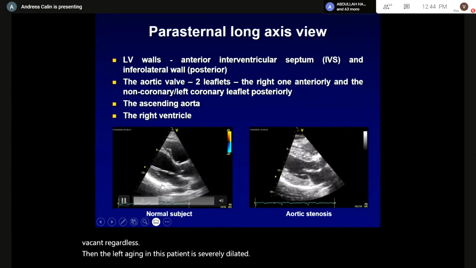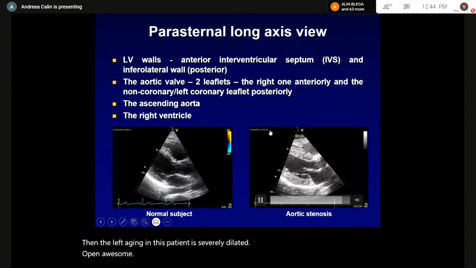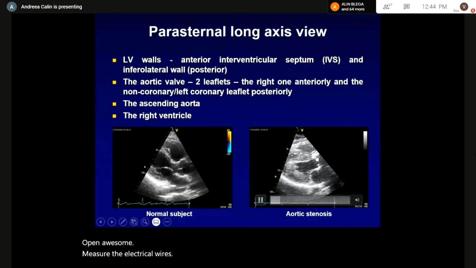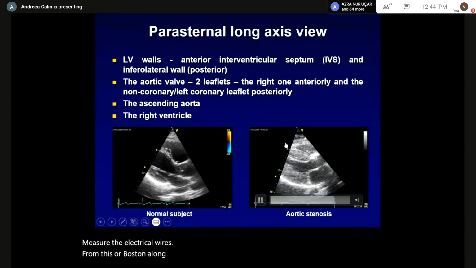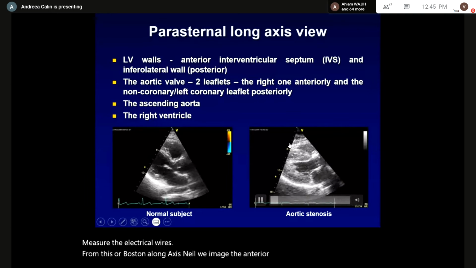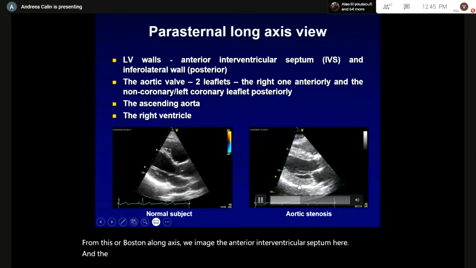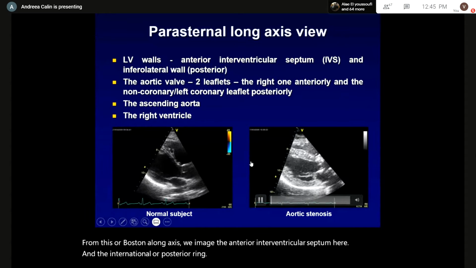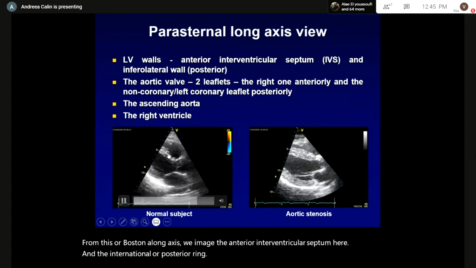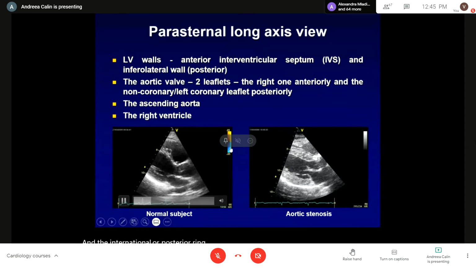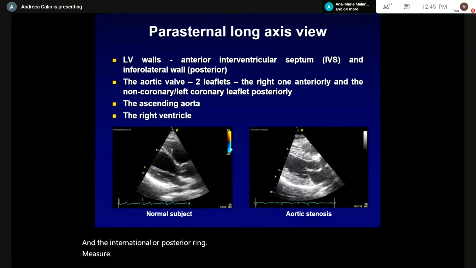You can also measure the left ventricular walls. From this parasternal long axis view, we image the anterior interventricular septum here and the inferolateral or posterior wall. And you can measure the thickness of the walls. We measure the thickness of the left ventricular walls in diastole.